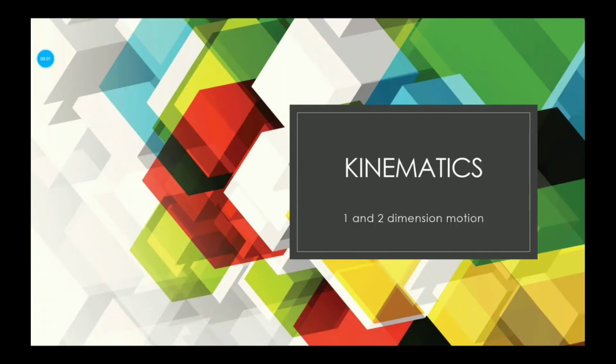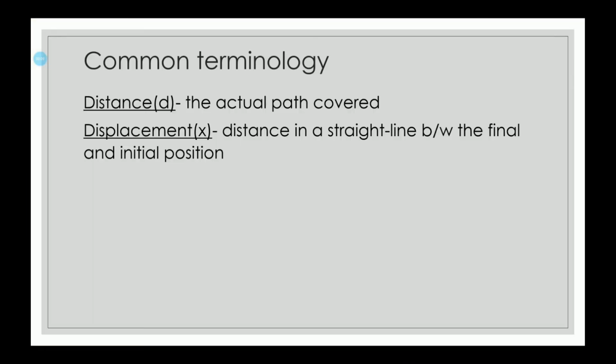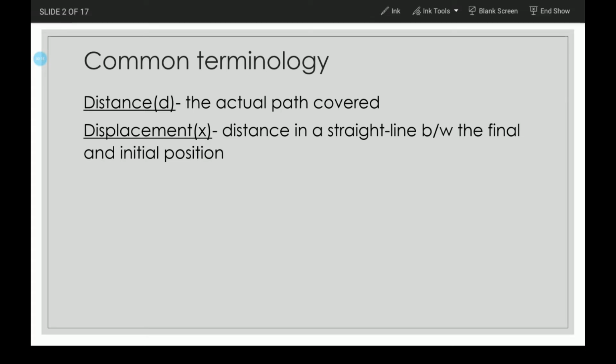So, before we begin with the chapter, we should all have the prerequisite knowledge of scalars and vectors as well as derivatives. Let us begin. Let us start with the common terminology used in the chapter. First is the distance, or d. It is the length of the actual path covered. The second is the displacement, or x. It is the distance in a straight line between the final and the initial position. The SI unit is meters.